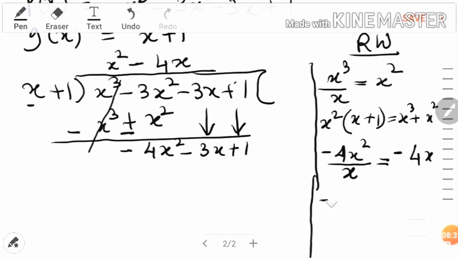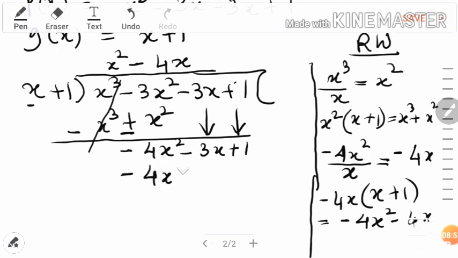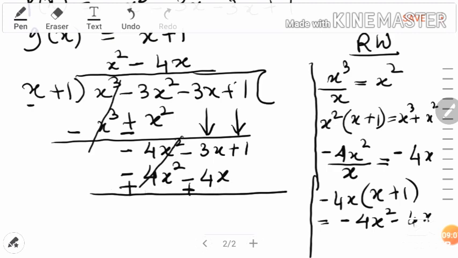Now we will multiply minus 4x with every term of the divisor. So this is equal to minus 4x square minus 4x. Writing these terms of the product, like terms under like terms. So minus 4x square minus 4x. To subtract, we change the sign of the second expression. So 4x square minus 4x square is 0. Minus 3 plus 4 gives us x, plus carry down the next term.